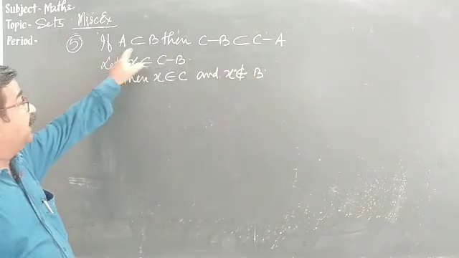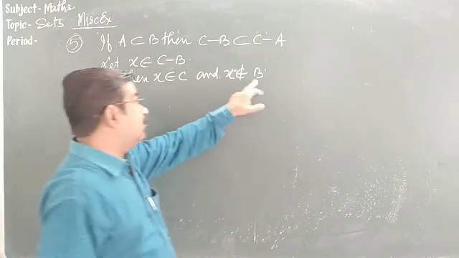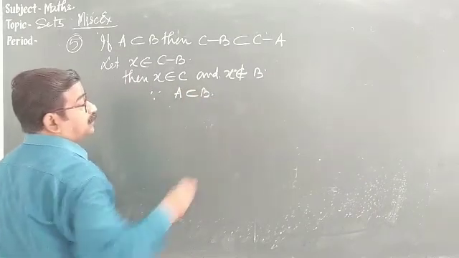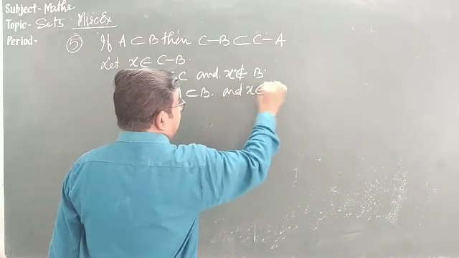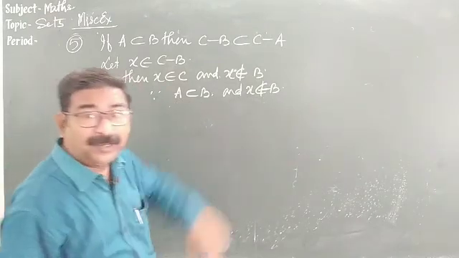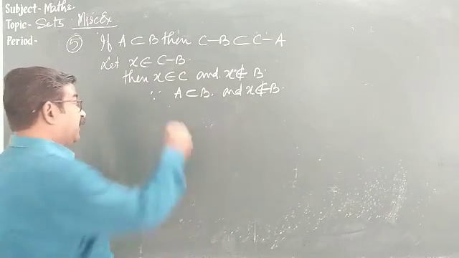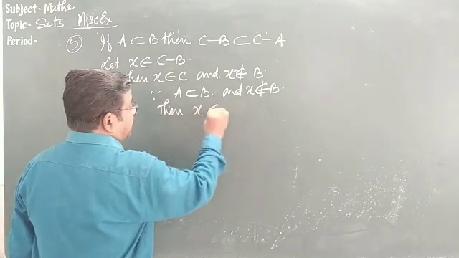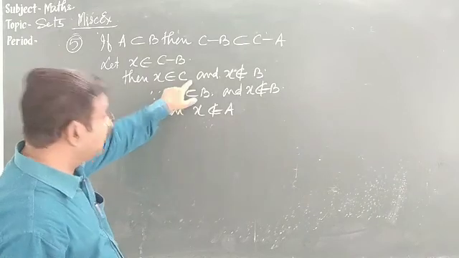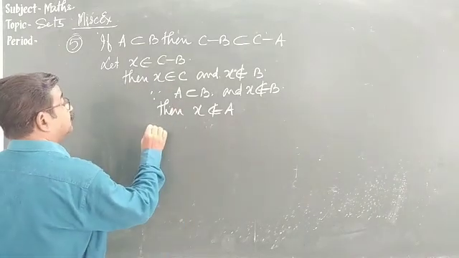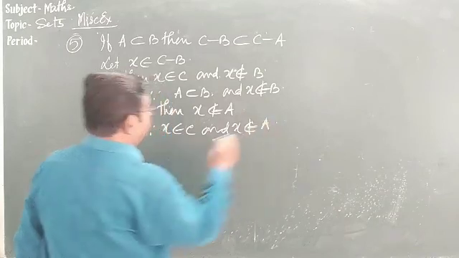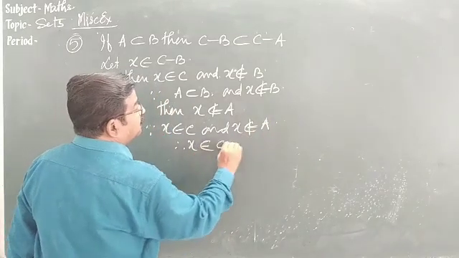But what we say? A is subset of B. Since x does not belong to B, and all the elements of A are in B, clearly x will not be found in A. Then what can we say? x does not belong to A. So x belongs to C and x does not belong to A, it means x belongs to C minus A.